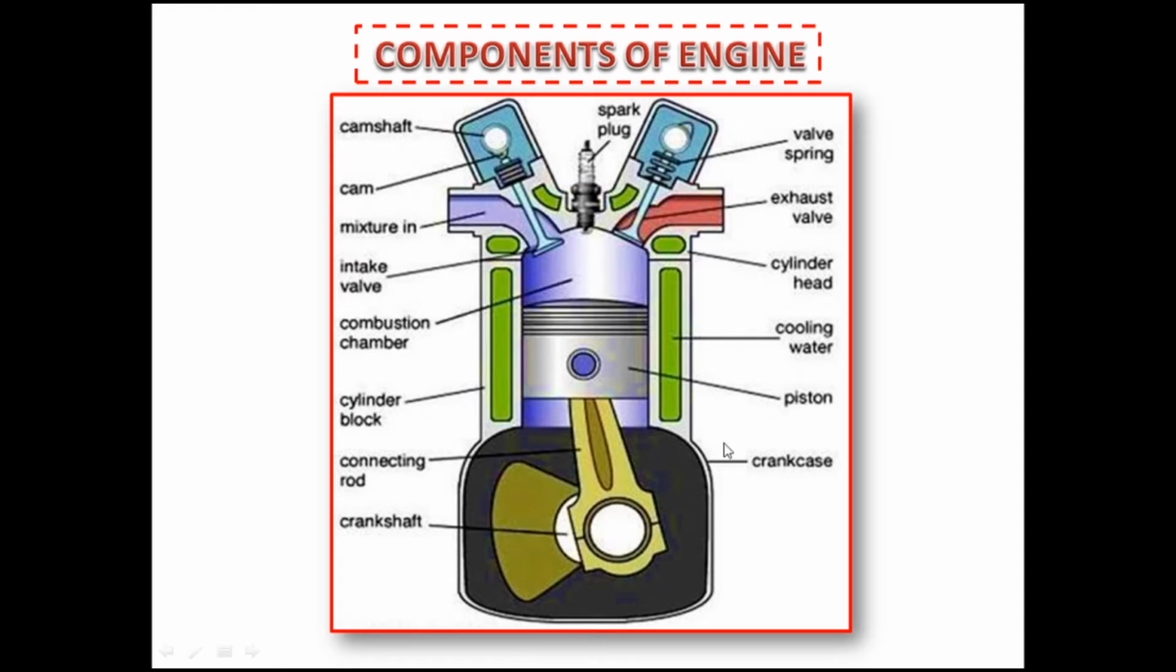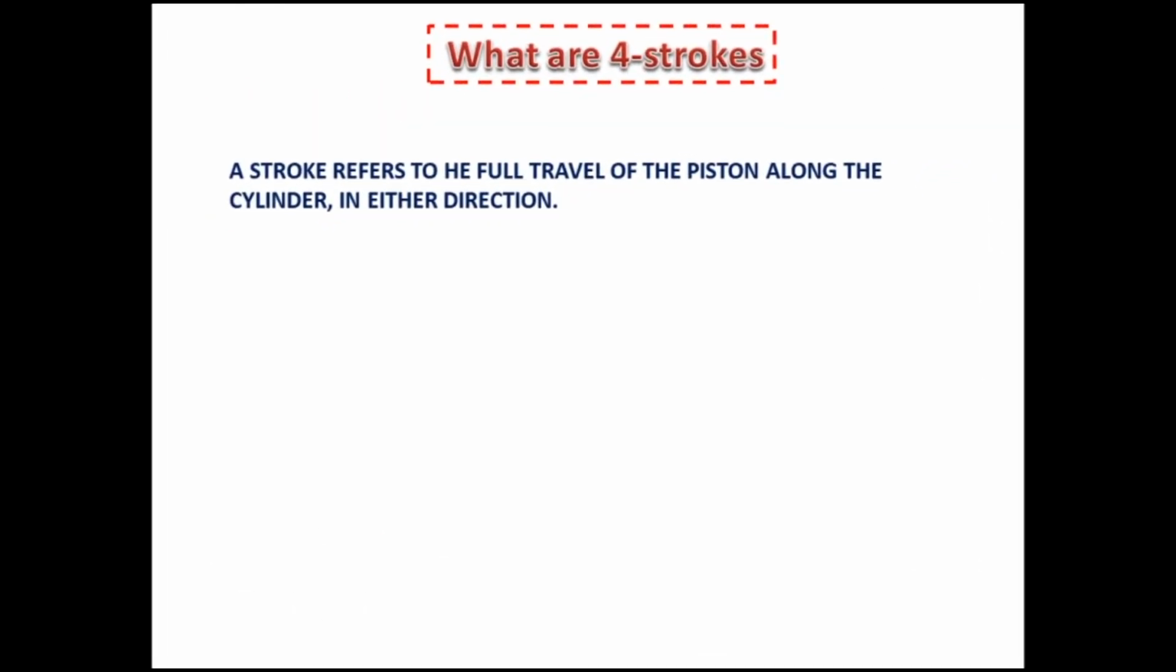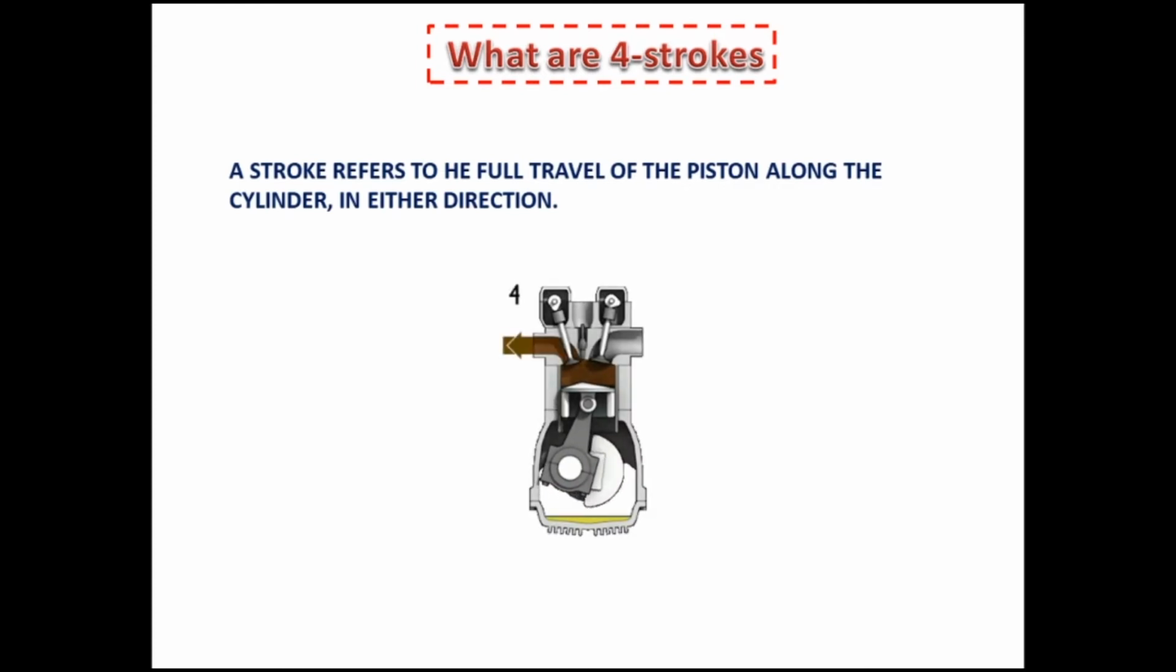Now we can understand the working of the engine in a better way. So let's jump to the next slide, what are the 4 strokes. Before starting, let's know what a stroke is. A stroke refers to the full travel of the piston along the cylinder in either direction. When the piston travels in the cylinder from top to bottom or bottom to top, it is called one stroke. As you can see, the piston coming from top to bottom completes one stroke. When it goes from bottom to top, it is called the second stroke, as you can see from the number also. So this is called a stroke.